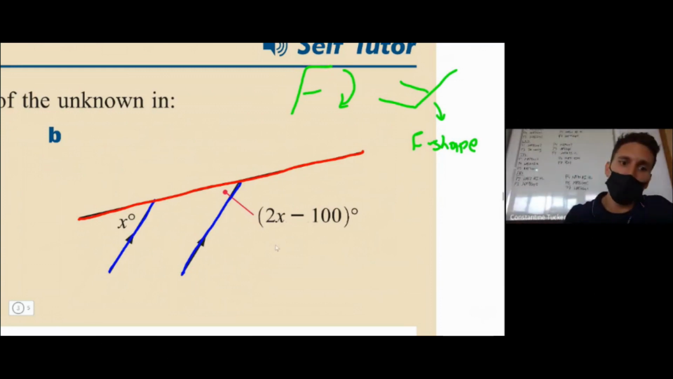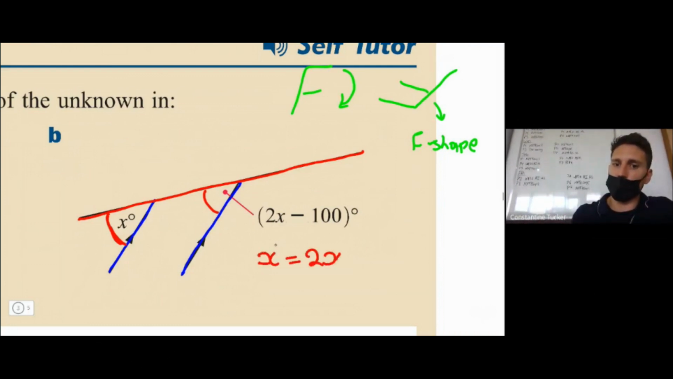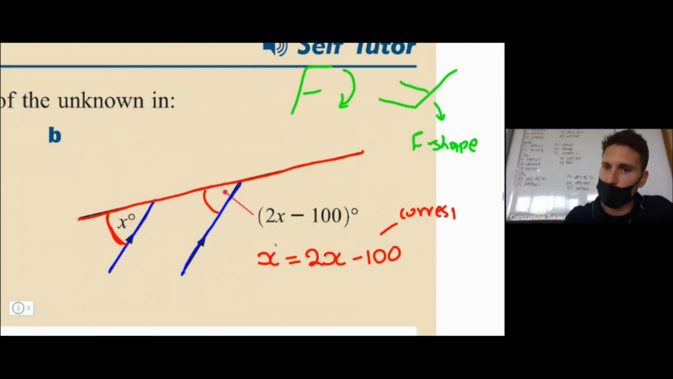But basically what we need to notice here is this. This angle they gave us here, angle X, is equal to the other angle they gave us here, which is 2x minus 100. So what have they really said? They've said that X is equal to 2x minus 100. Why? Because these are corresponding angles, F shape, and they're equal to each other.